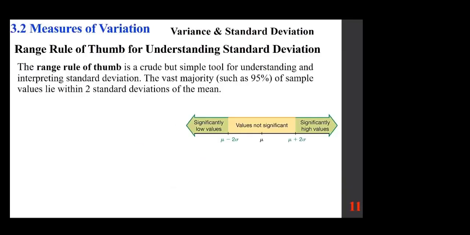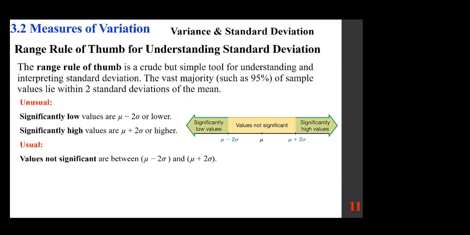Range rule of thumb. The range rule of thumb is a crude but simple tool for understanding and interpreting standard deviation. The vast majority, such as 95% of sample values, lie within 2 standard deviations of the mean. So that's why it's used as a standard, if you will, mu plus minus 2 sigma, or for a sample would be x bar plus minus 2s. If it's less than mu minus 2 sigma, or if it's greater than mu plus 2 sigma, those are considered unusual. So if it's unusually high or low.